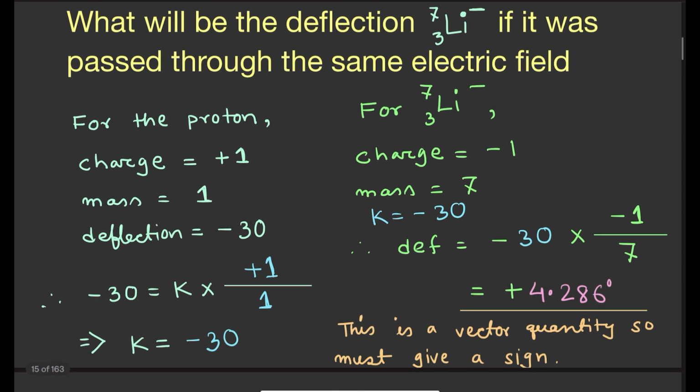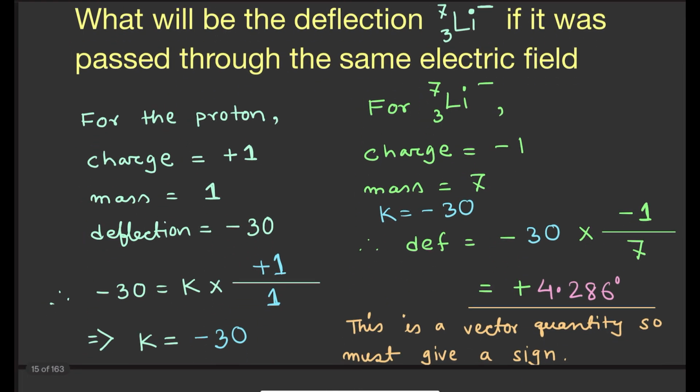So first, we need to find the value of K for the particle whose mass, charge and deflection are already known. So we know the mass of a proton is 1, we know the charge of a proton is +1, and we know the deflection, which is already given in the question, -30 degrees. And we can use this to find the value of K, which is -30.